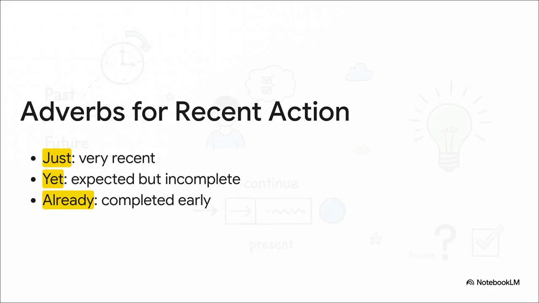When we talk about recent events, we frequently use these three time adverbs. First, just, for very recent actions, like "I have just reserved a hotel." Second, yet, for expected but incomplete actions, usually in negatives or questions. "She hasn't finished her homework yet." And third, already, for an action completed earlier than expected. "We've already talked about it." These words basically act as little signposts, letting the listener know exactly how recent the event was.